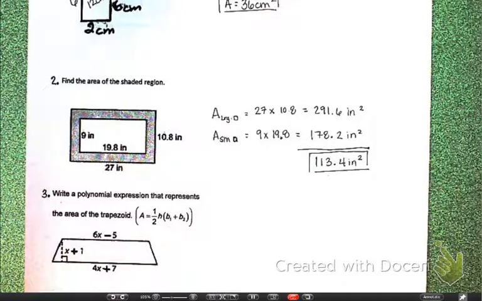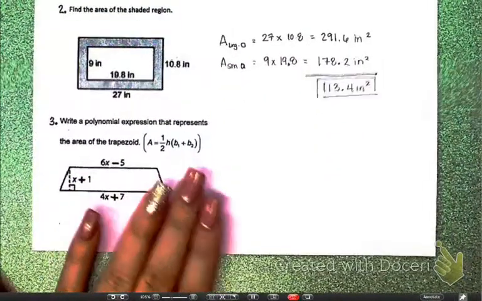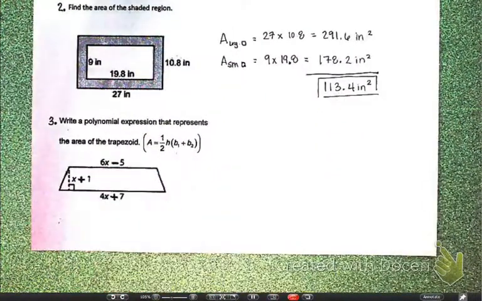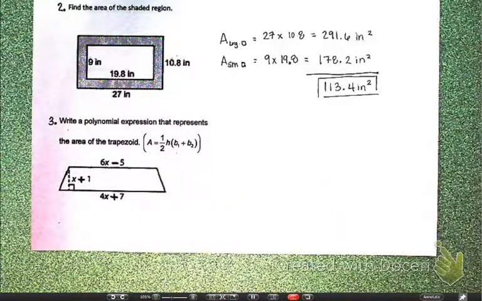Okay. Any questions on those two? So what if we throw in a polynomial? Right here we have binomials for our side lengths. We don't just have numbers. I give you the formula for area of a trapezoid.